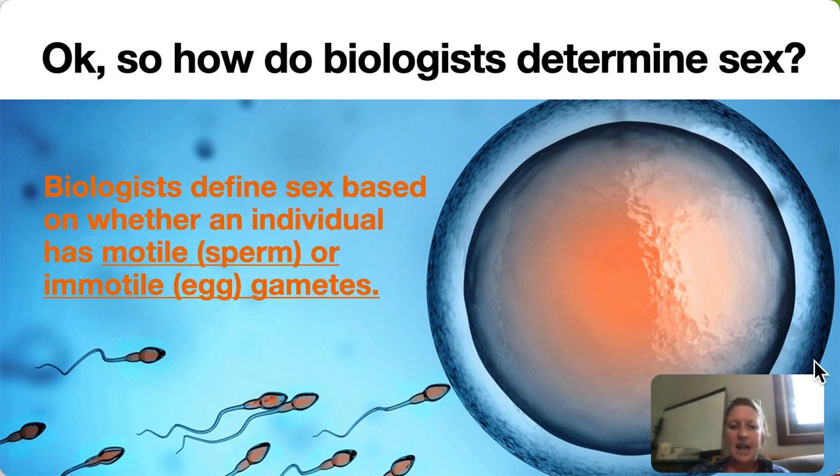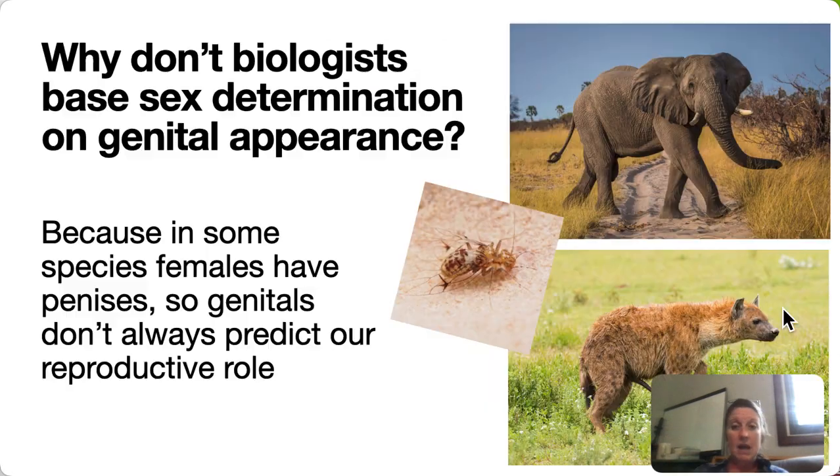Biologists define sex based on whether an individual has motile, or movable, gametes, or immotile ones that can't move themselves. Motile gametes are sperm and immotile are eggs. So to a biologist, if you're making eggs, you're female. If you're making sperm, you're male. Why don't biologists just base sex determination on genital appearance?